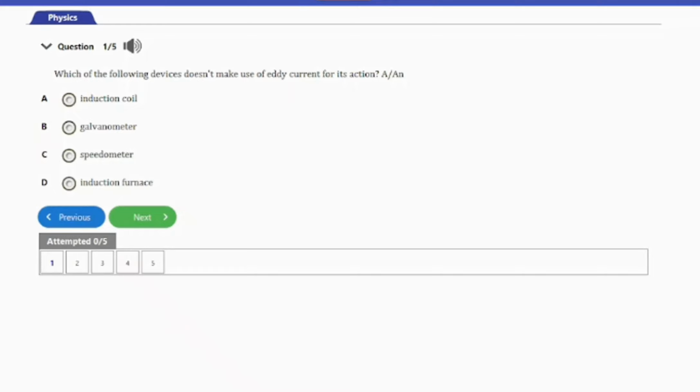It says, which of the following devices does not make use of eddy currents for its action? A. Induction coil. B. Galvanometer. C. Speedometer. D. Induction furnace. So guys, the answer to this question is option B here. The galvanometer does not make use of the eddy currents. And that's it for this question. So let's go ahead and consider the next question, guys.